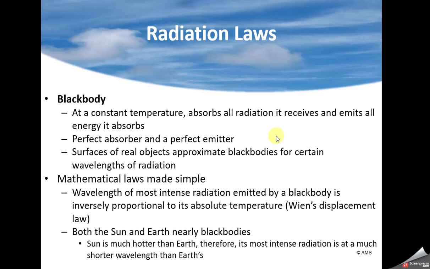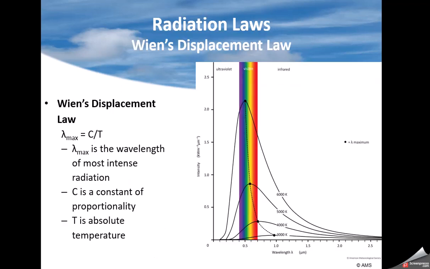And that is what's called Wien's displacement. Why is that important? Well, think about it. The sun's temperature is many, many times higher than the Earth's temperature. So the bottom of the equation is temperature. If the sun is much, much hotter than the Earth, the wavelength is going to be much shorter.